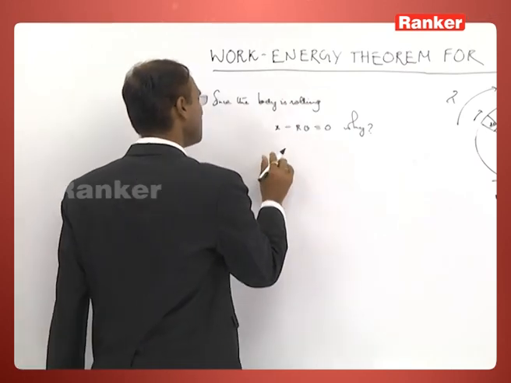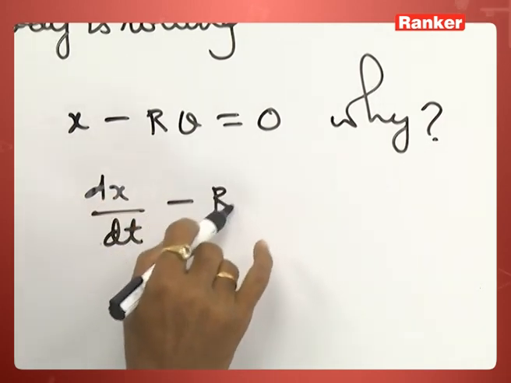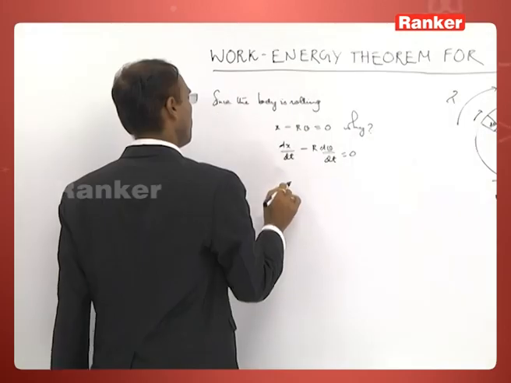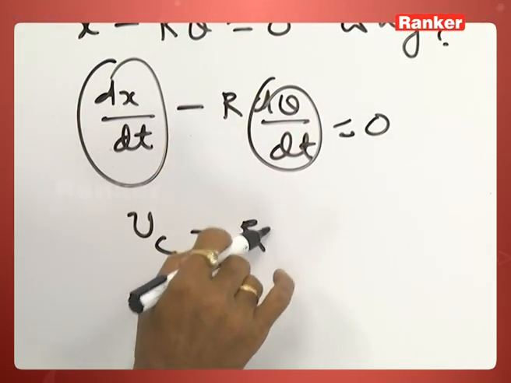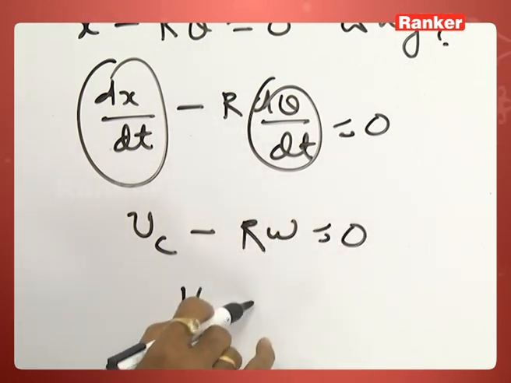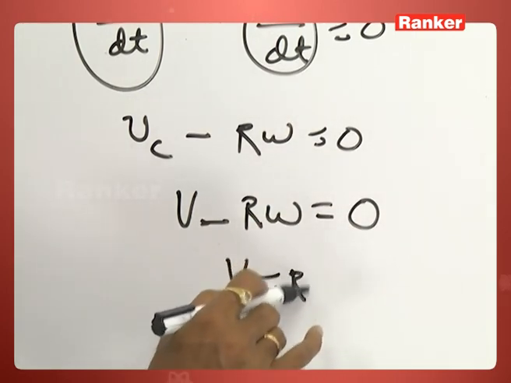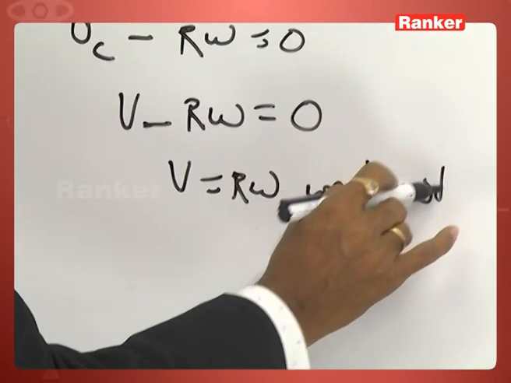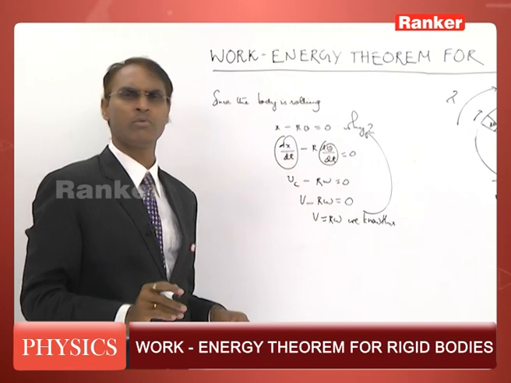If this is valid, dx by dt minus r d theta by dt will be equal to 0. This is the velocity of the center of mass, and this is the angular velocity. So Vc is equal to V minus r omega, which is 0. So V is equal to r omega. We know this. Therefore, x minus r theta will be equal to 0.